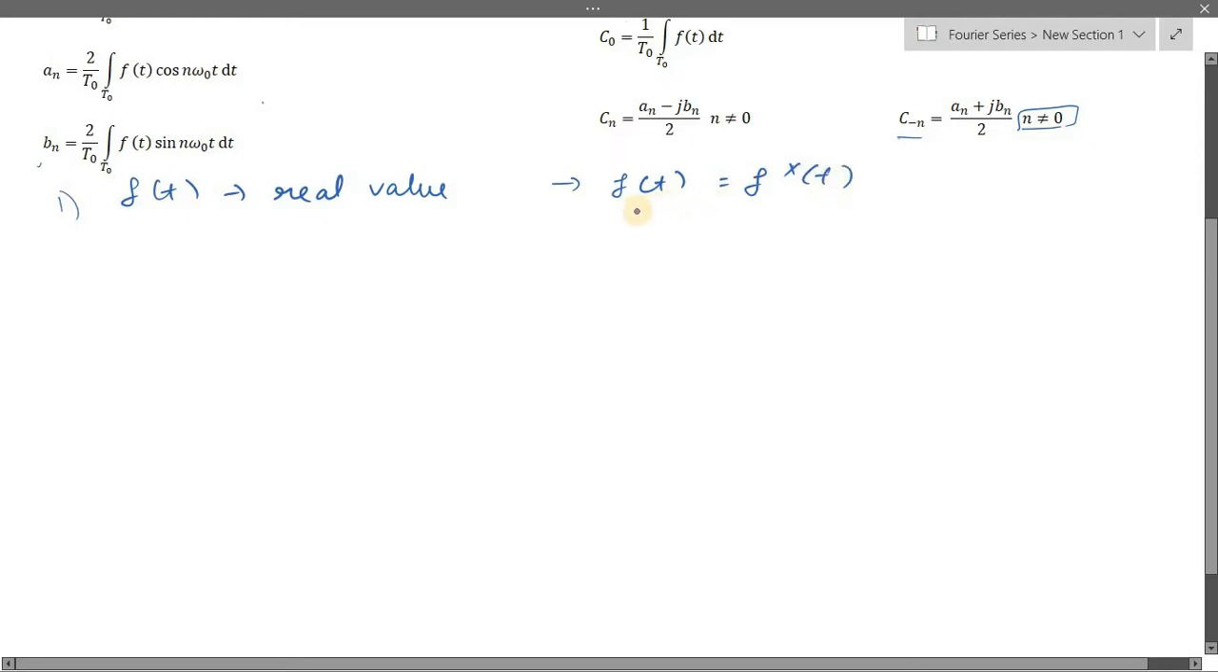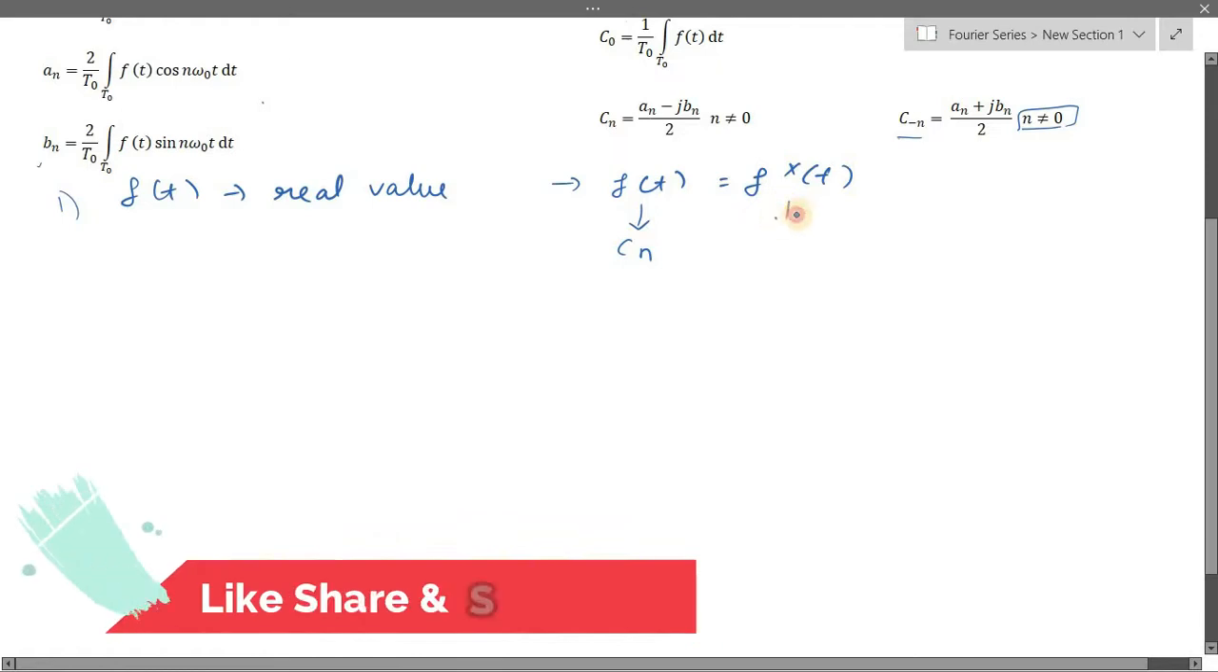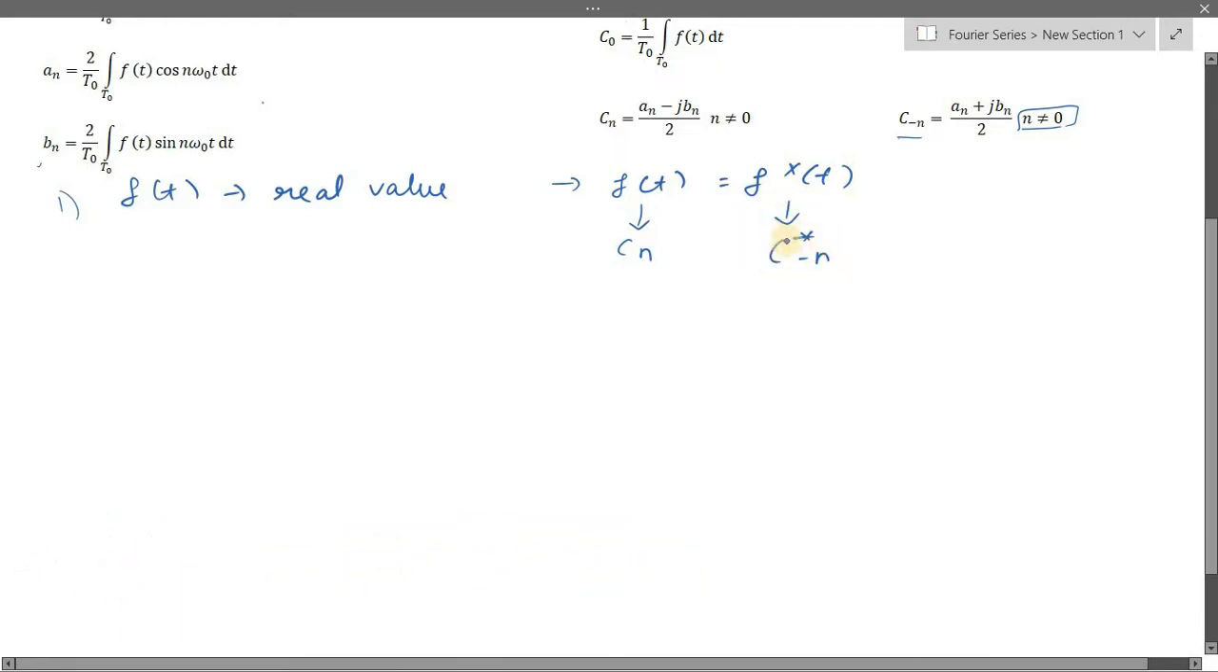Okay, and let me tell you, for f of t you have Fourier coefficient as c of n, and for f of conjugate of t your Fourier coefficient will be c of minus n ka conjugate. And note this thing, here you don't have only c conjugate of n, here you have c of minus n ka conjugate. So this is the only thing that you should remember, and the rest is cakewalk.